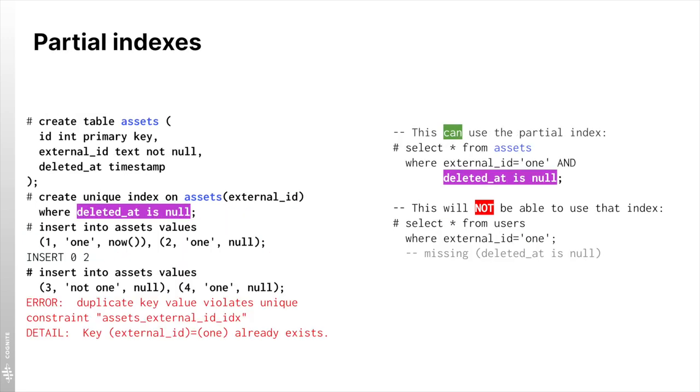Indexes can also be partial. Partial means that the index is only defined where certain clauses are true. Here's an example where we have a table assets where an external ID has to be unique unless it's soft deleted. So similarly with functional indexes, if you have a partial index, the clauses, in this case deleted at is null, must appear when you attempt to do a query to be able to use that index. So in the second example, where the deleted at is null is not present in the where clauses, the index cannot be used.